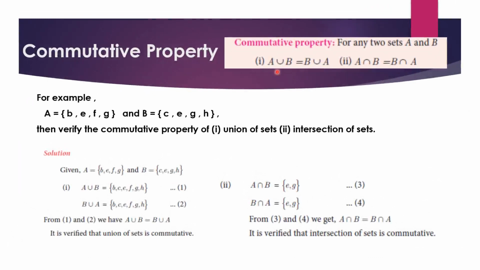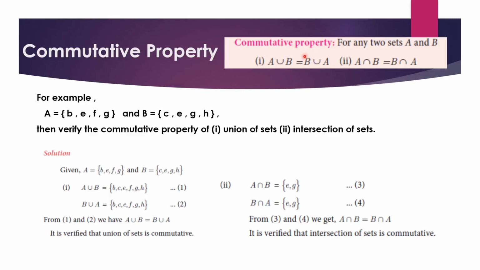Let us see commutative property. For any two sets A and B, A union B equal to B union A. This is commutative property of union of sets. Next one is A intersection B equal to B intersection A. This is commutative property of intersection of two sets. See, this commutative property means we are able to compare only two sets.